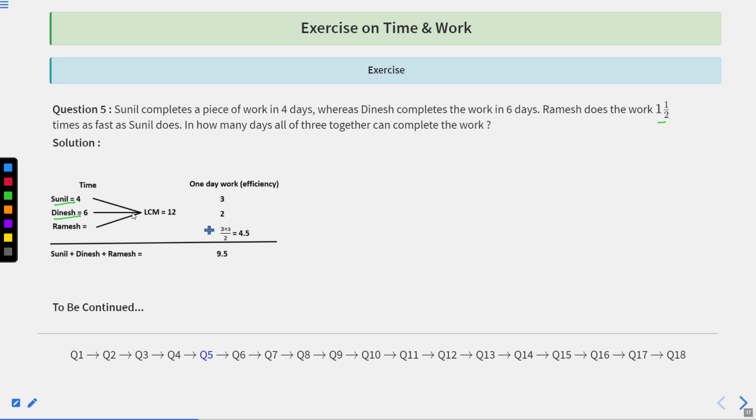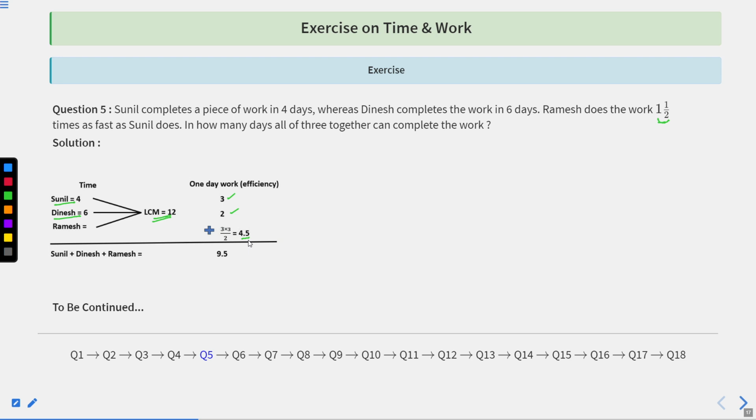So the LCM is 12. That means total unit of work is 12. So the 1 day work efficiency will be 3 for Sunil, and 1 day work efficiency for Dinesh will be 2, and for Ramesh it will be 3 times 3 upon 2. This is obtained from here because the relation between the work done by Ramesh in a single day to that of Sunil is given to us. So that brings us to the number 4.5 units of work in a single day by Ramesh.